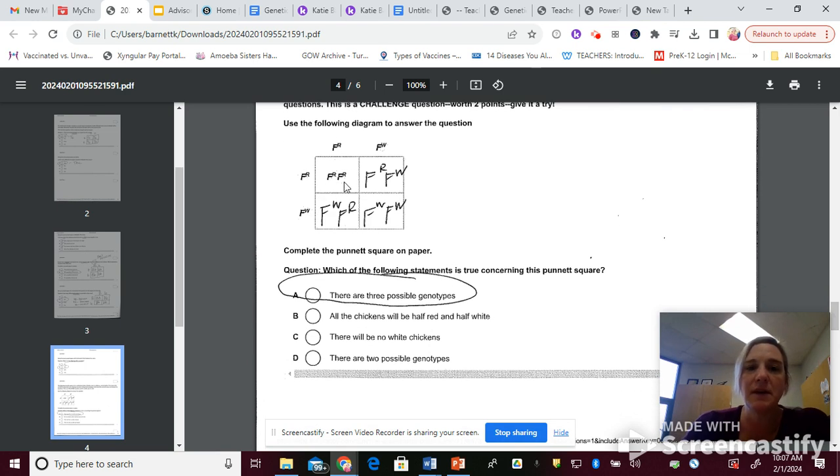So of these choices, there are 3 genotypes. Well, this is 1 genotype. This is 2 genotypes. And then this is 3. That is true. But I would still go through and see, do any of the others make sense? They will all be half red and half white. No. There will be no white chickens. No. There are 2 possible genotypes. No. So this is your correct answer.